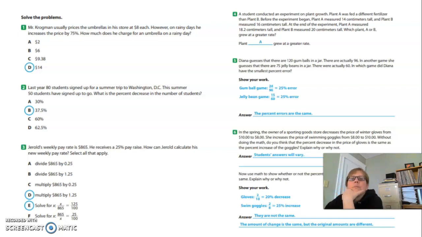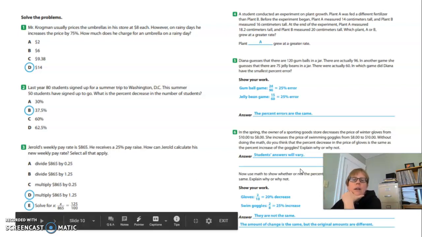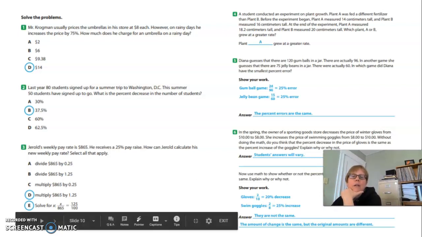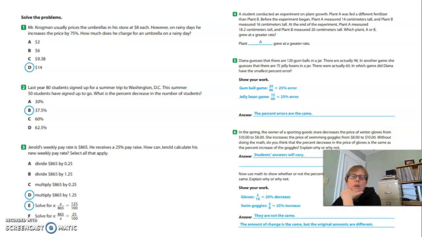Number 4, plant A grew at a greater rate. Make sure you can figure out why that is. Number 5, the percent errors were the same. You can see after you divide the actual error by the original amount, you end up with the same percent error. And it says answers will vary in number 6. I'm sure most of you have the correct answer, but your work should be showing a 20% decrease for the gloves and a 25% increase for the swim goggles. So those are not the same, even though the amount of change is the same. Since the original amounts are different, they're not the same.